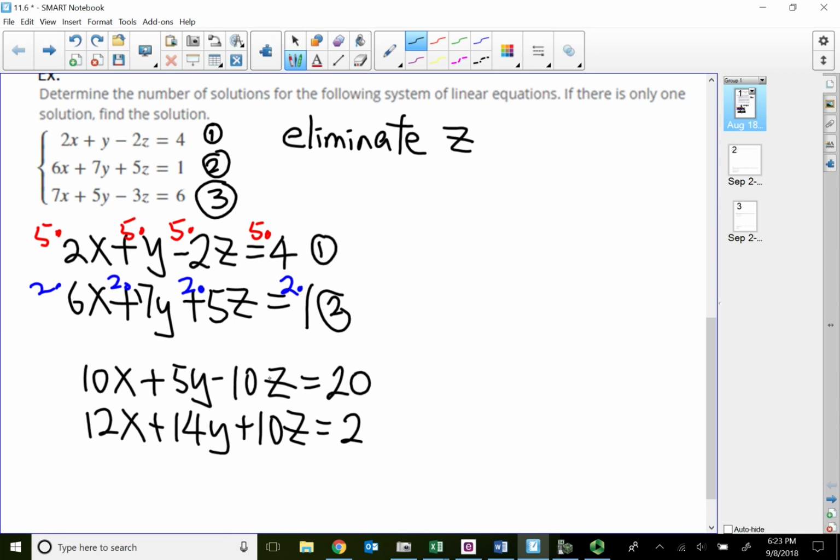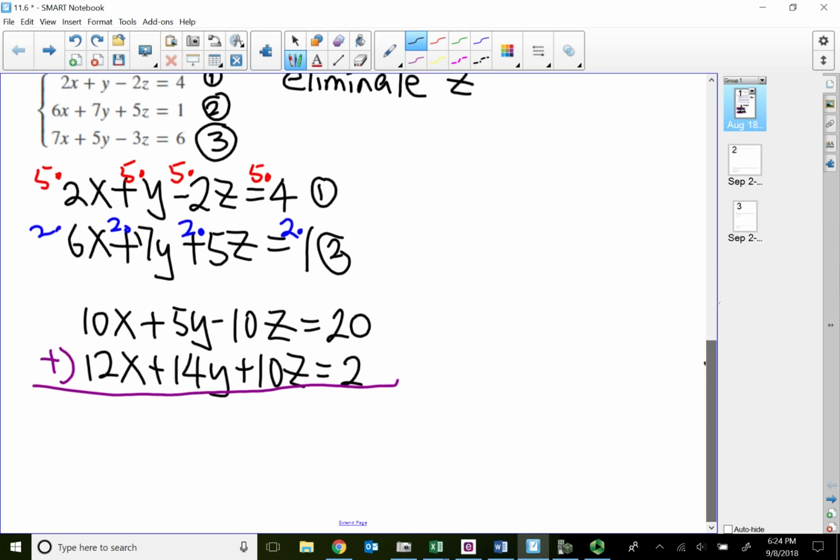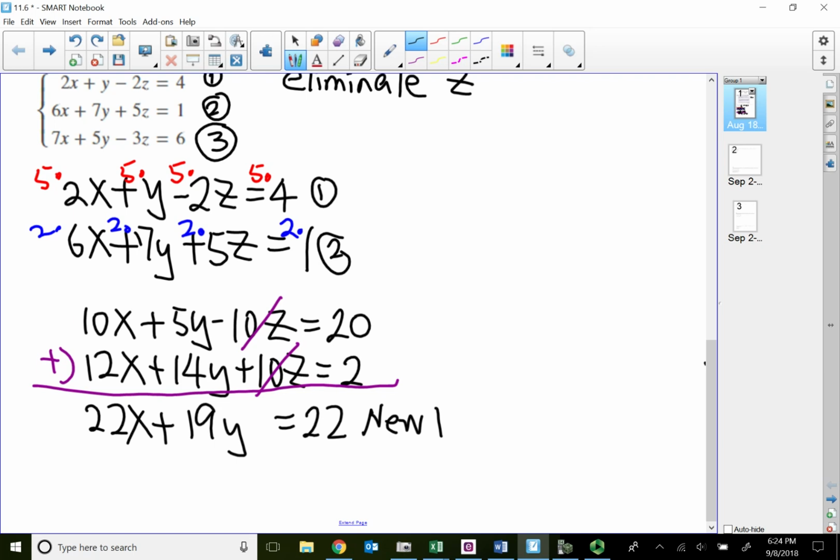All right, since the variable z has opposite signs, to eliminate the z, I will have to add them. So I'm going to add the 2 equations together. That gives me 22x plus 19y. The z gets eliminated, equal to 22. This is what I'm going to call the new equation number 1, because this new equation number 1 consists of 2 variables.